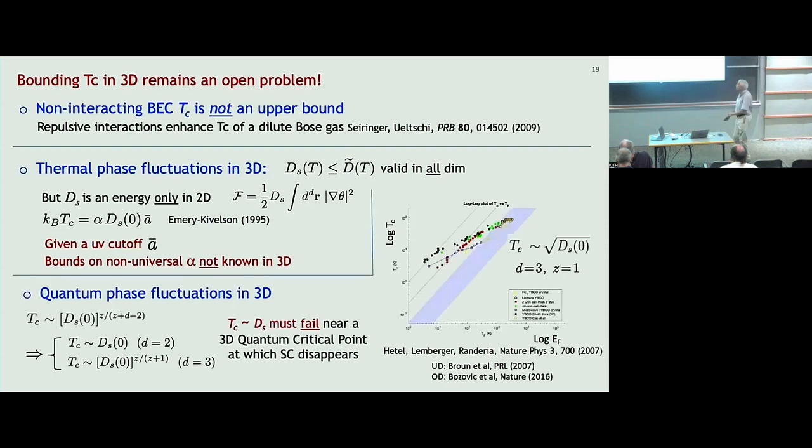And the final problem is quantum phase fluctuations. So of course, we are all interested in how high TC can be. But if you want to prove a general bound, it should work even when TC is pushed down to zero near a quantum critical point. And near a quantum critical point, you can do quantum Josephson scaling and show that this linear scaling between TC and D_S must fail in three dimensions. And this is not just a matter of scaling. You can even show this from data. There's a series of works in both underdoped and overdoped cuprates that TC actually scales like the square root of D_S.